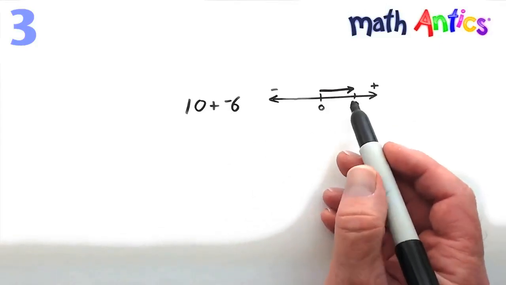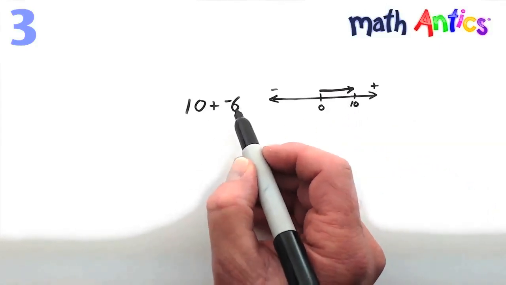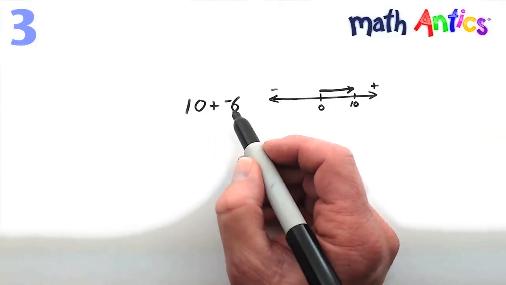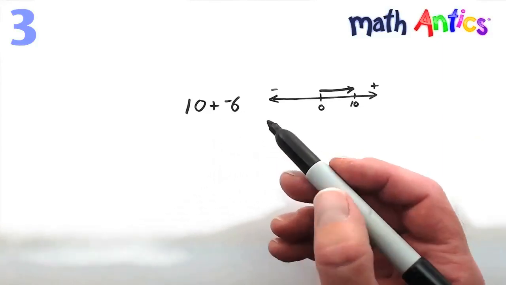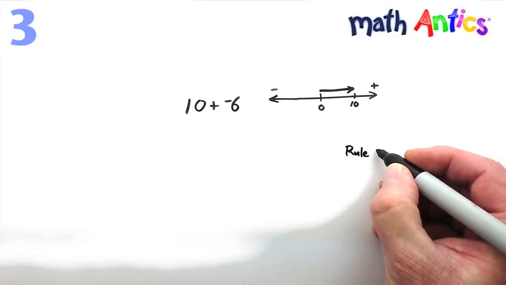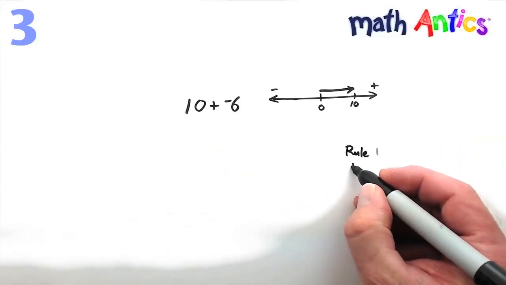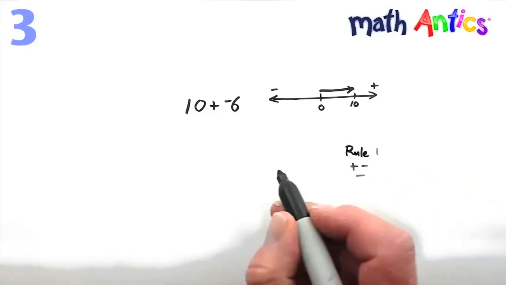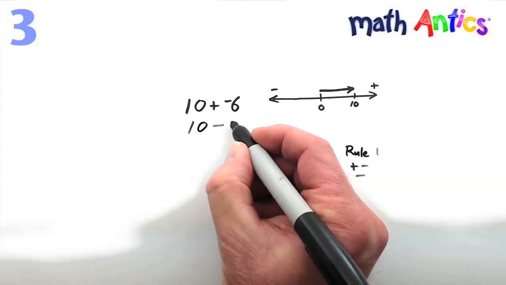Now, what are we doing to that? Are we going to make it bigger or smaller? Well, we're adding a negative, and adding a negative is going to make it go in the negative direction, or make it smaller. We learned in rule number 1 that adding a negative is the same as subtracting. So whenever you see that plus minus, you can just switch it to minus. So we can also think about this problem as just 10 minus 6.